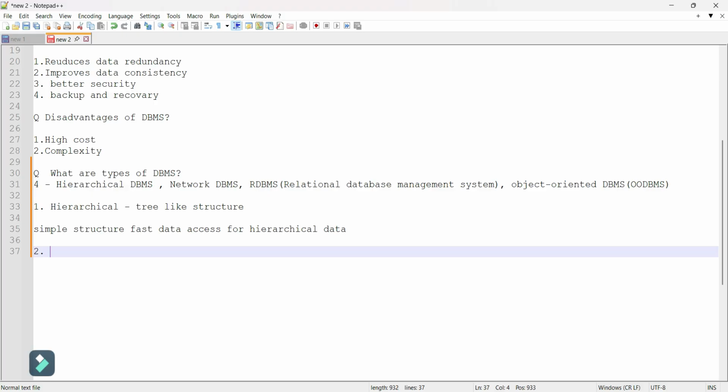Number two is network DBMS. The network DBMS is similar to the hierarchical model, but here a child record can have multiple parents, which means one child can have multiple parents. In the hierarchical one there is a one-to-one relationship, but in the network DBMS there is a one-to-many relationship.